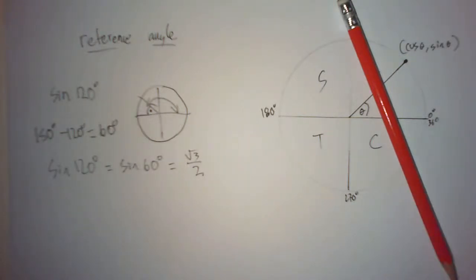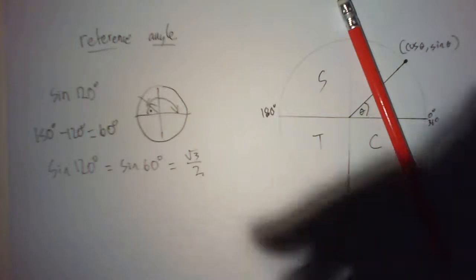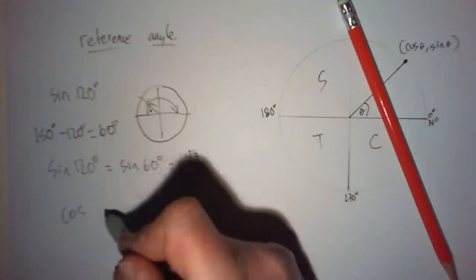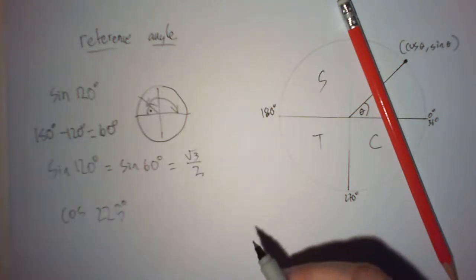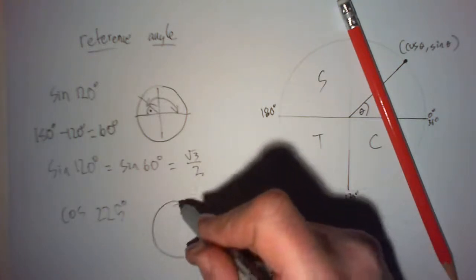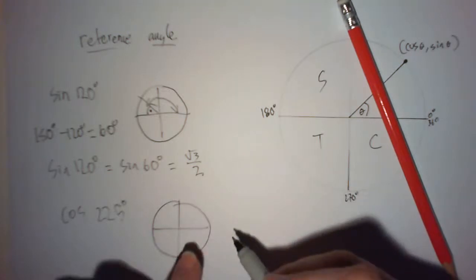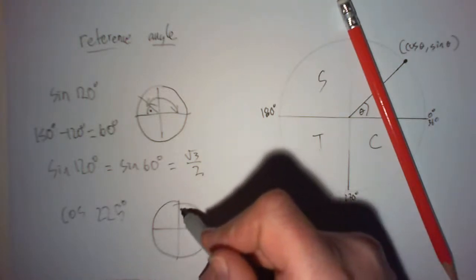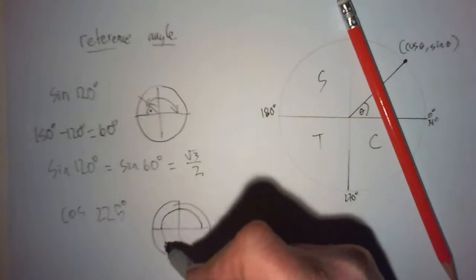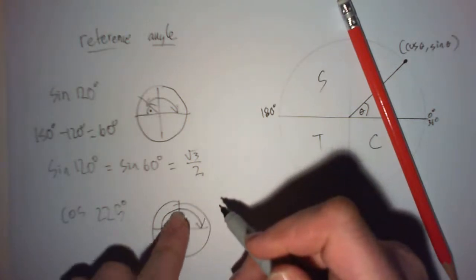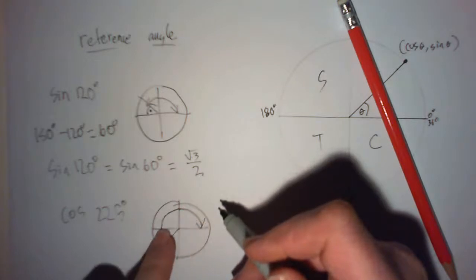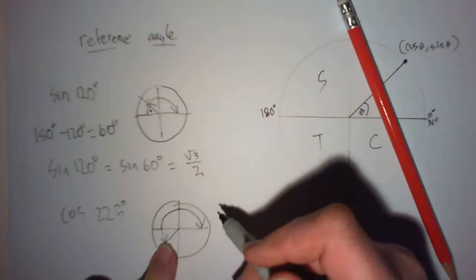Let's try and find the cos of 225 degrees. Same thing again. I'm going to quickly sketch. So we're starting here at 0. It's not in 90. It's gone past 180. It's somewhere in the third quadrant.